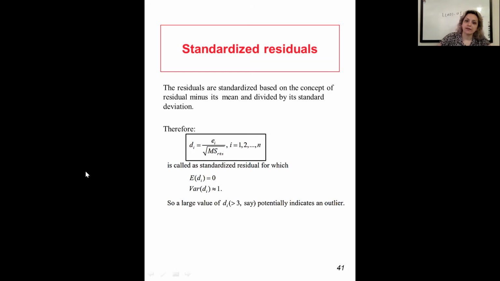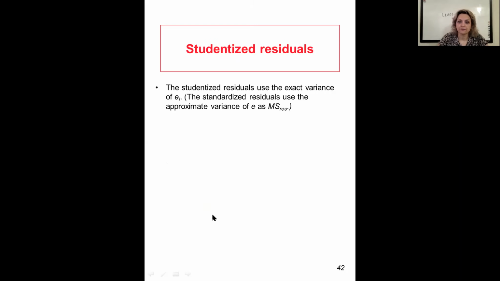We would say that the expected value of the standardized residual is 0, and if you get the variance of the standardized residual, you will see that it's going to be almost 1. So a large value of the standardized residual, let's say greater than 3, potentially indicates an outlier. This is another method that you can use to find an outlier.